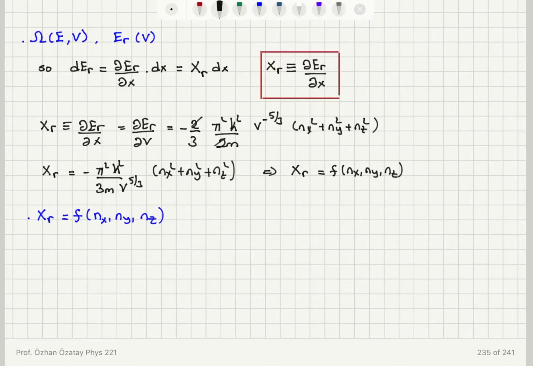And the amount of shift in the energy level due to a change in the external parameter x we have defined to be x sub r, the response of the rth state energy to the change in the external parameter, and we have shown that x sub r depends on what state we talk about, so it's a function of the values of the quantum numbers.